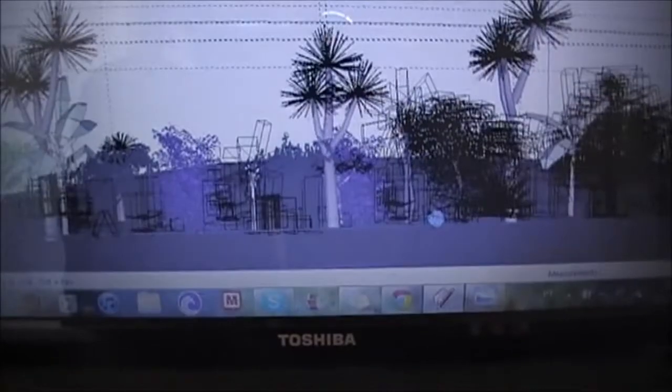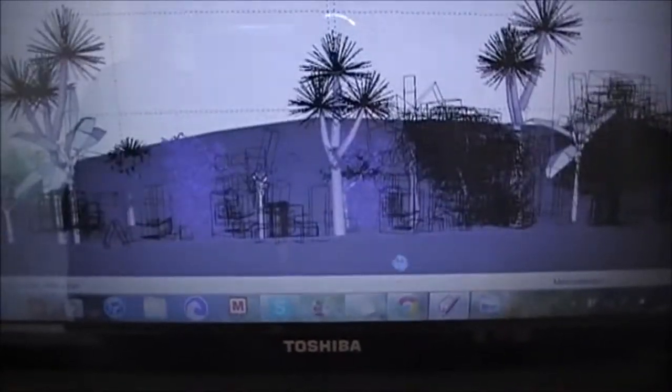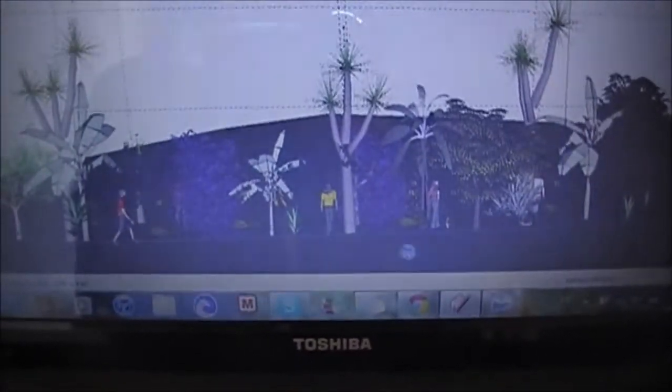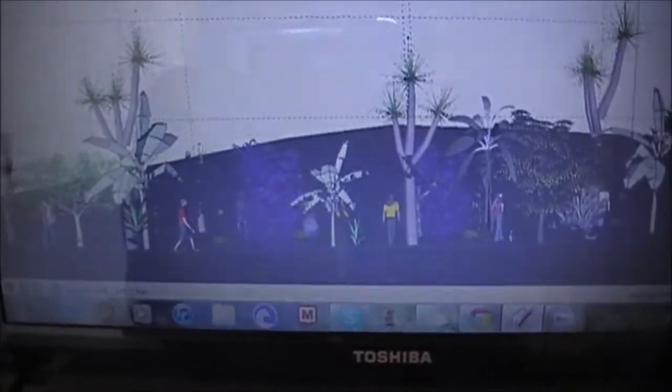This is the example of the food forest on SketchUp. You can get an idea of how it will look maybe 10 years from now. See the scale of the developments.